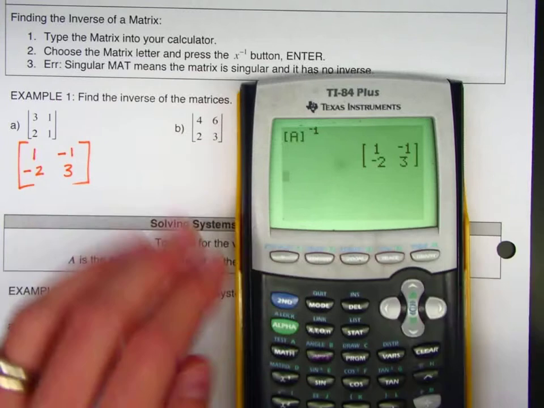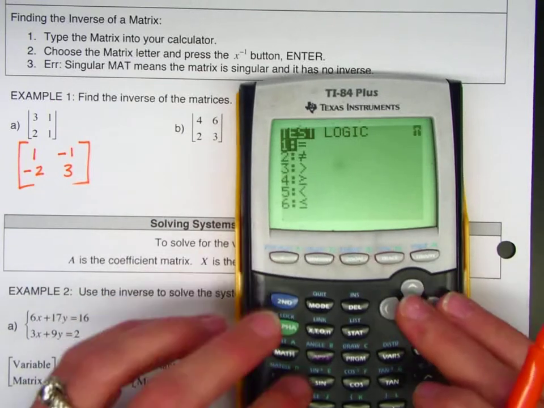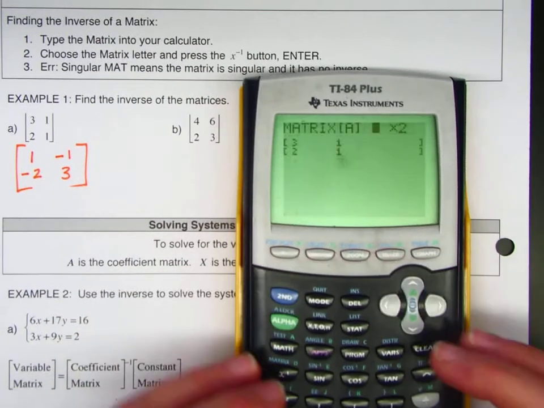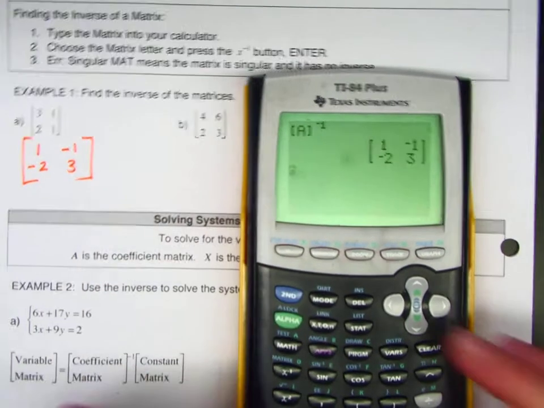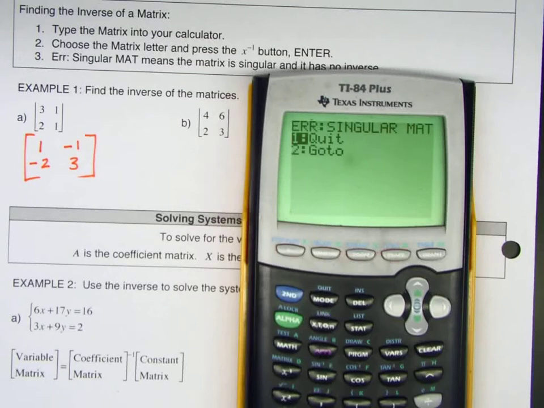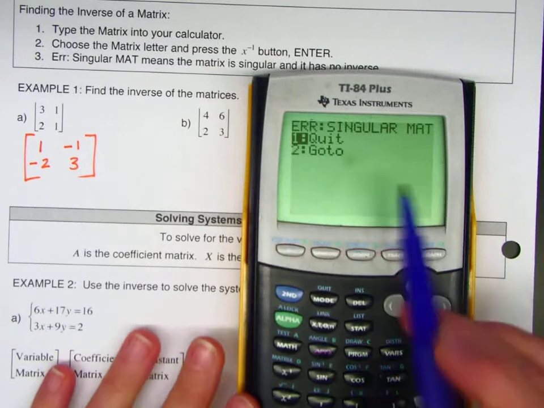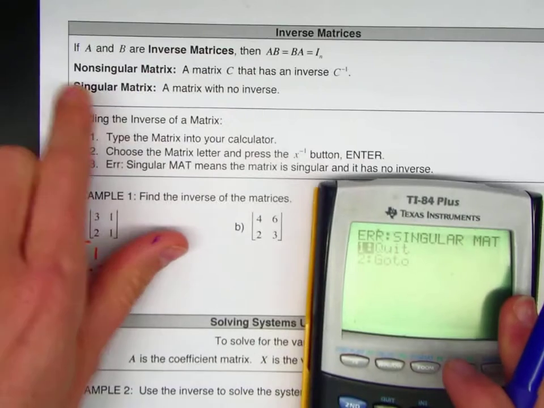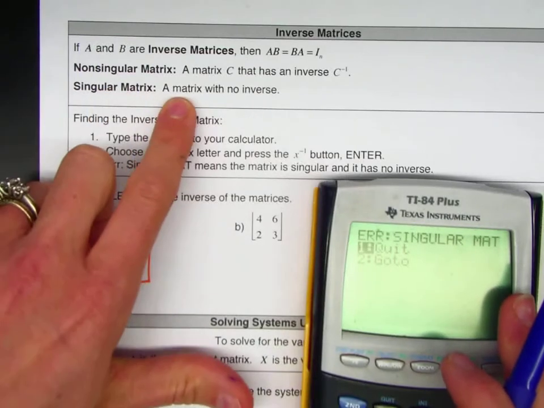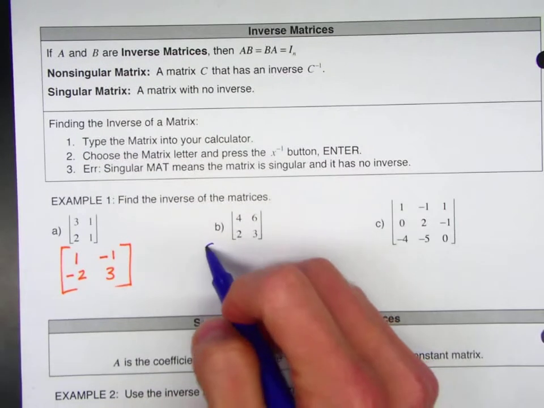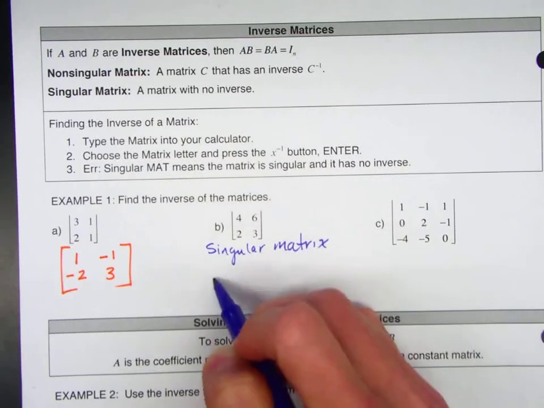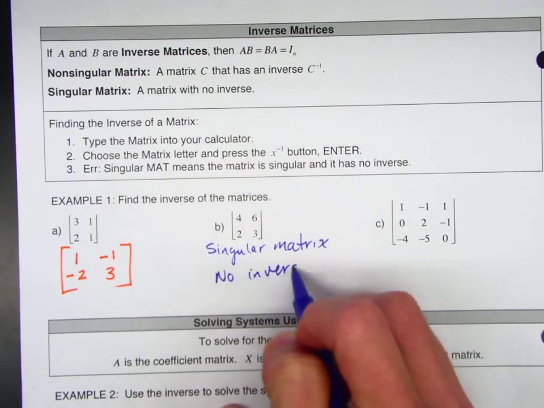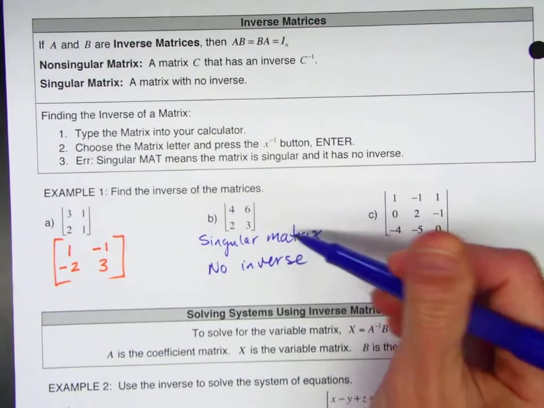All right, so we have this next matrix. So I'm going to put it into A again. All right. Now when we do this, what happens? What kind of error? Singular matrix. And remember, a singular matrix is a matrix with no inverse. So this is a singular matrix, which means there is no inverse. Okay? I would take either one of these answers.